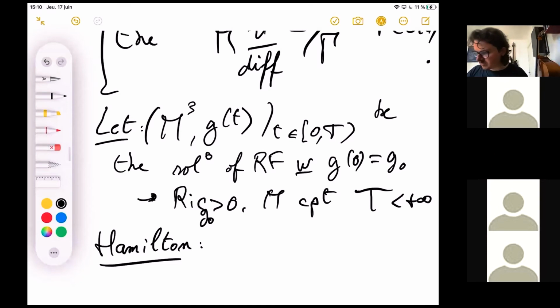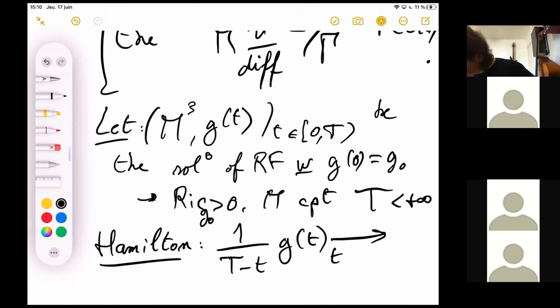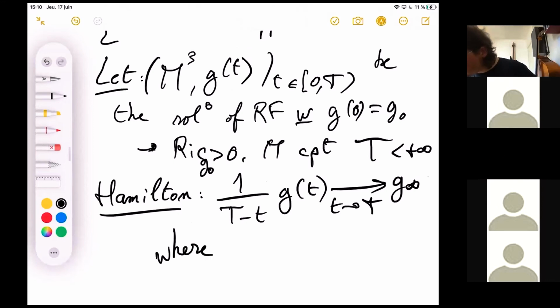So the curvature blows up, so we cannot really have convergence. Yes, the closed interval is compact, but we can rescale stuff, and the good rescaling is the following one: as t goes to big T, not infinity, g infinity has a constant sectional curvature.